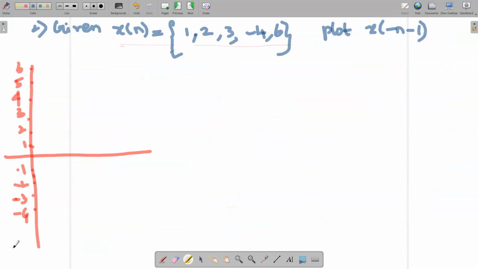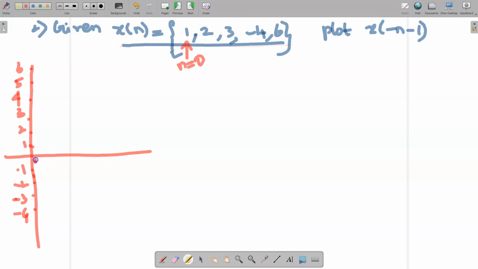Second problem is given x of n equal to 1, 2, 3, minus 4 and 6, plot x of minus n minus 1. So, we need to draw this signal first of all, and it is a discrete time signal. Why? Because we have n and all the terms are given in sequence, and they did not give an n value. What is n range? They did not give n. So, it is considered that always the starting value, if they did not give an arrow, is nothing but n equal to 0.